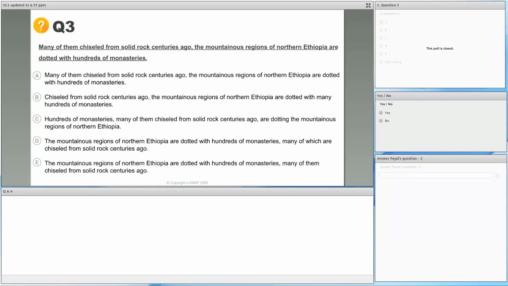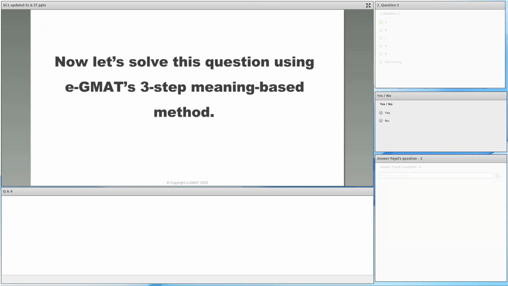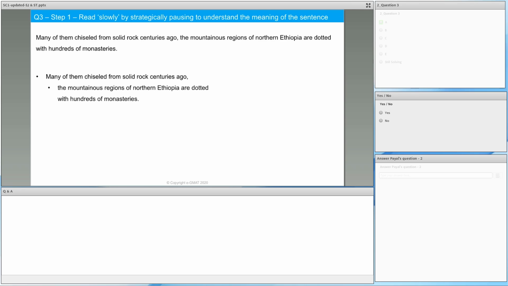All right. So let's take a look at this sentence. Once again, we are going to apply the e-GMAT's 3-step meaning-based method. The first step, what do we do in here? We understand the meaning of the sentence by breaking it down into smaller chunks. So this sentence is talking about many of them chiseled from solid rock centuries ago. So it's talking about some entity that was chiseled from solid rocks centuries ago.